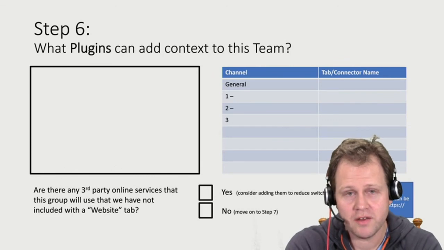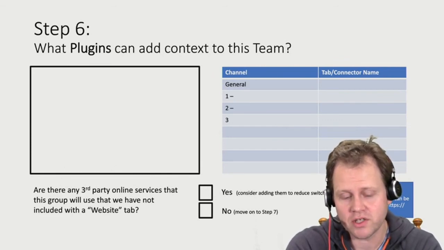In terms of plugins, again, what do the tabs mean for each of the different channels if we're going to use tabs in the particular space?